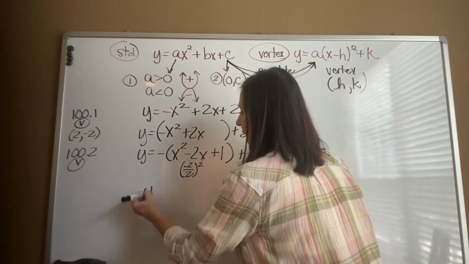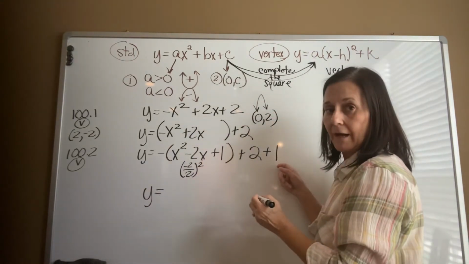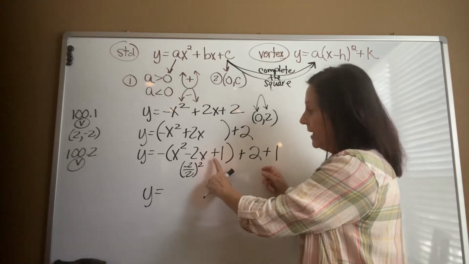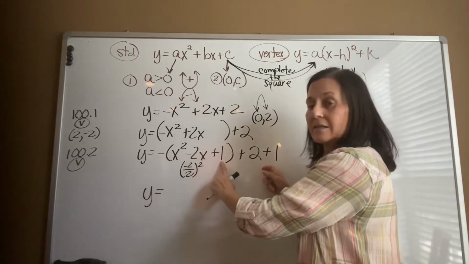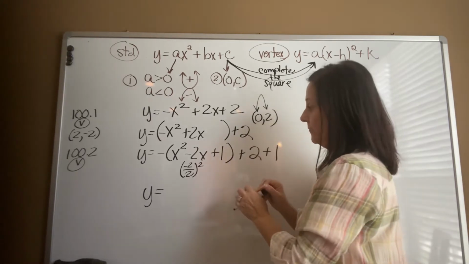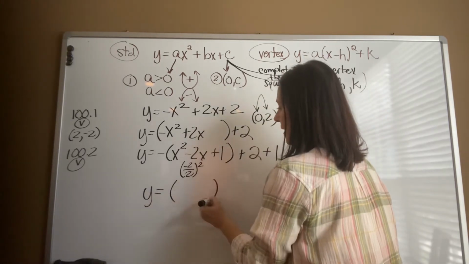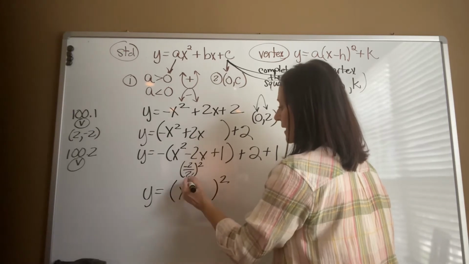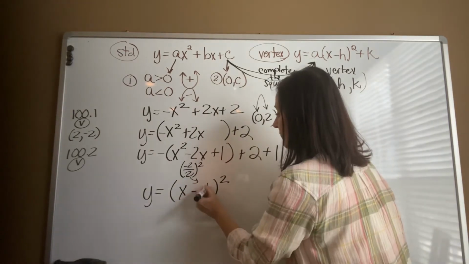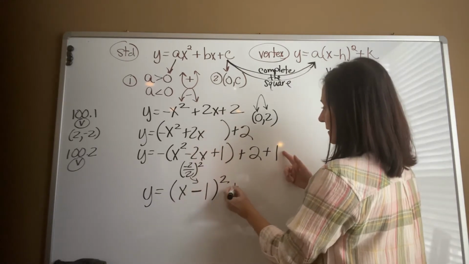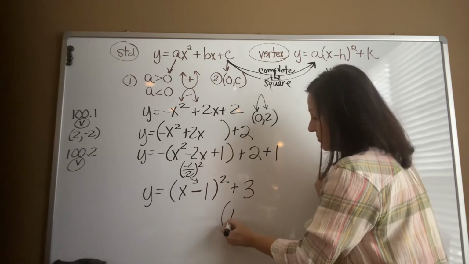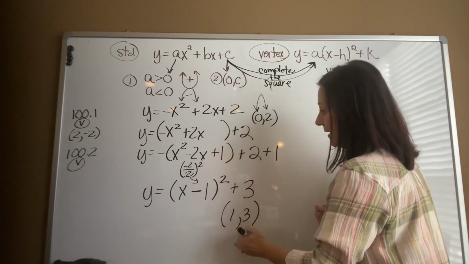This is important, right? It looks as though I'm adding 2, but I'm not. This really is subtracting 1, so I must add 1 not to change the value. I end up with my binomial squared: x, plus or minus the value of b, and it's negative 1. I combine these, it's 3. What is my vertex? It's 1, 3.